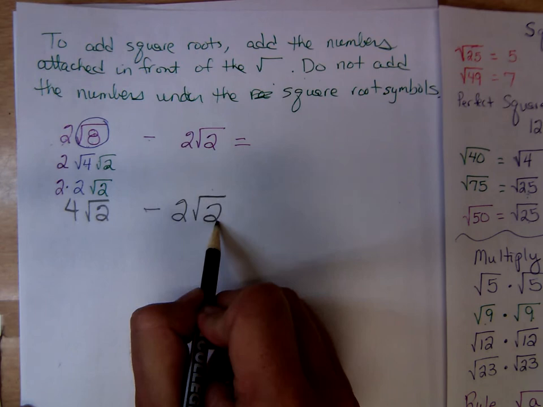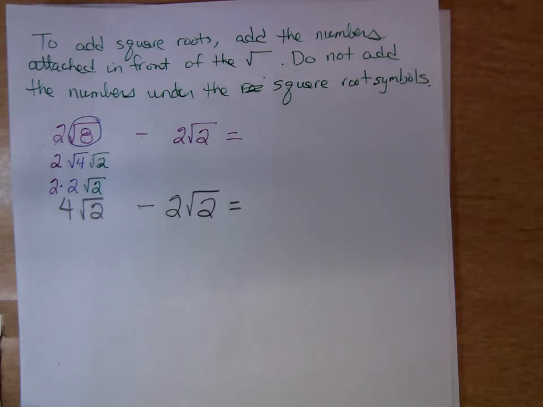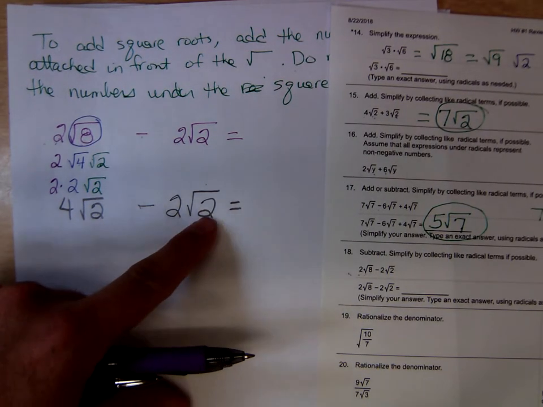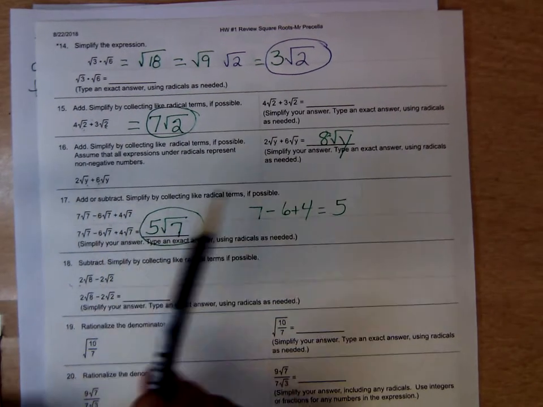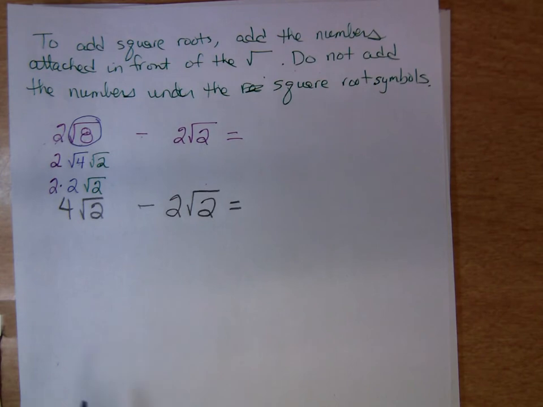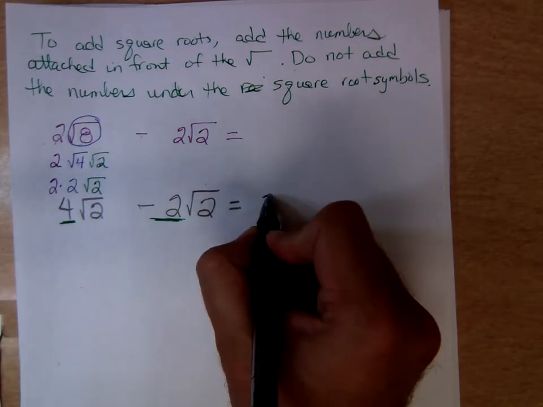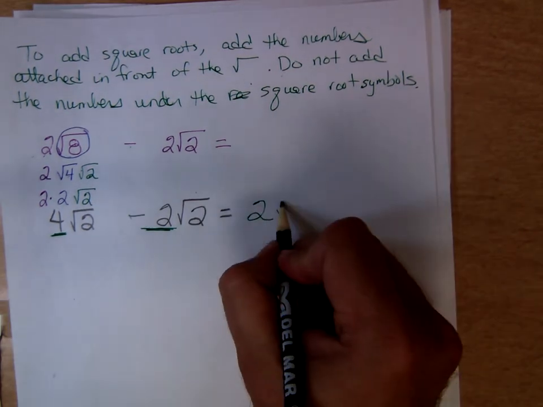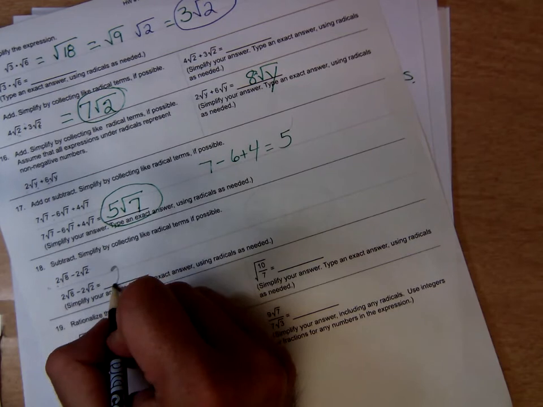Now, do we know how to subtract those? Well, yeah. Now that we have the same number under both square roots, just do what we did on these. 4 minus 2 is 2, and keep the square root under there. So 2 square root of 2 is our answer.